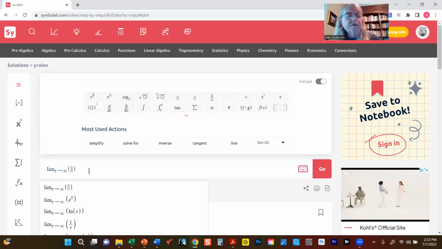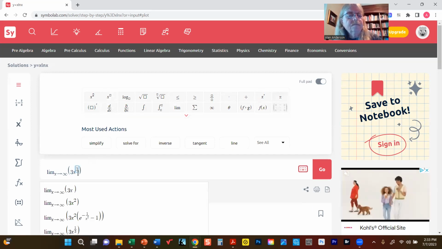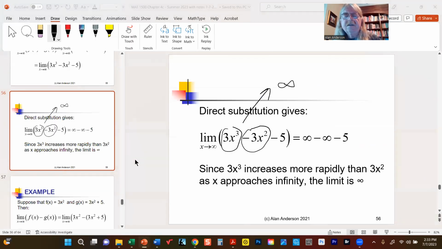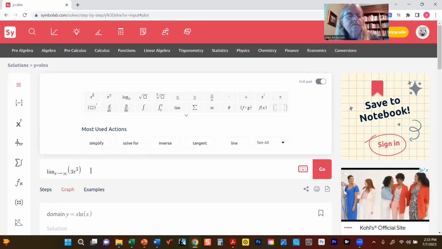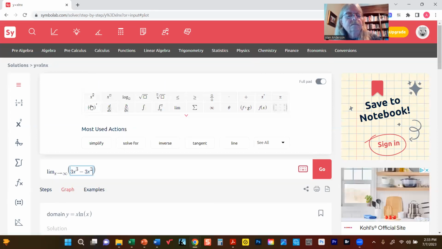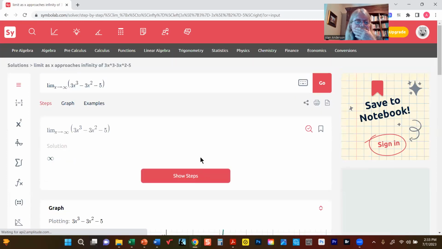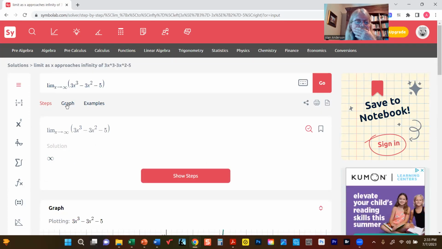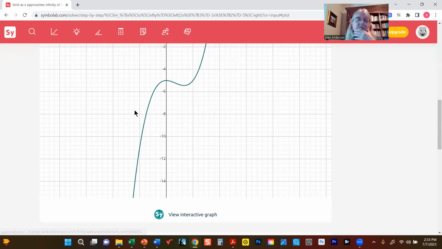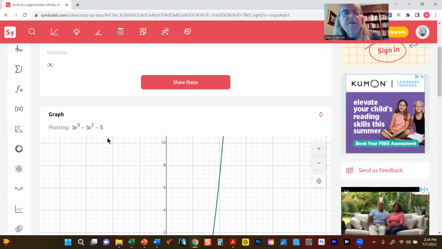All right, so we have 3x cubed minus 3x squared minus 5. Yeah, I mean, look at that thing. It's pretty clear by looking at the graph. It's just going to infinity.